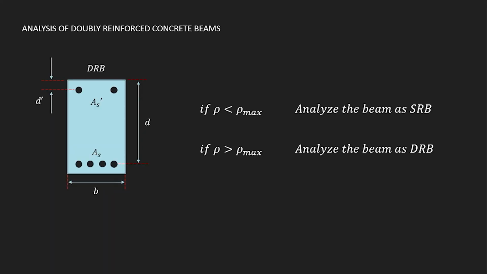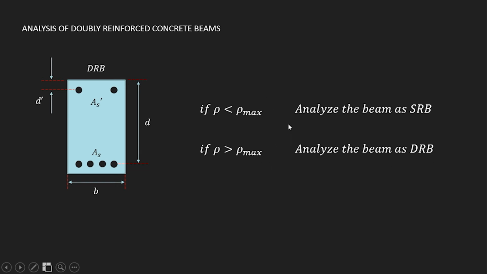So, kung mapansin nyo, meron tayong additional designations guys. So, yung tensile steel natin, yung ginagamit natin na variable is As. And for compression steel natin, yung ginagamit natin is As prime. If our rho is less than rho max, so we should analyze the beam as SRB or singly reinforced beam. Pero if our rho is greater than rho max, we should analyze the beam as doubly reinforced beam na.